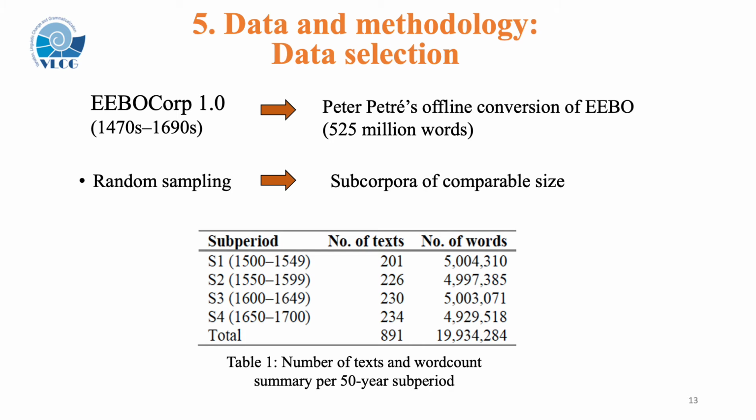The data and methodology are corpus-based. The data are extracted from EBO Corp, which is Peter Petrel's offline conversion of EBO. Given the massive size of this corpus, what I did was to carry out a random sample in order to create a set of subcorpora of comparable size. The distribution of this subcorpus is shown in Table 1. It is broken down into 50-year periods covering the span 1500–1700, and it is distributed into 891 total texts.